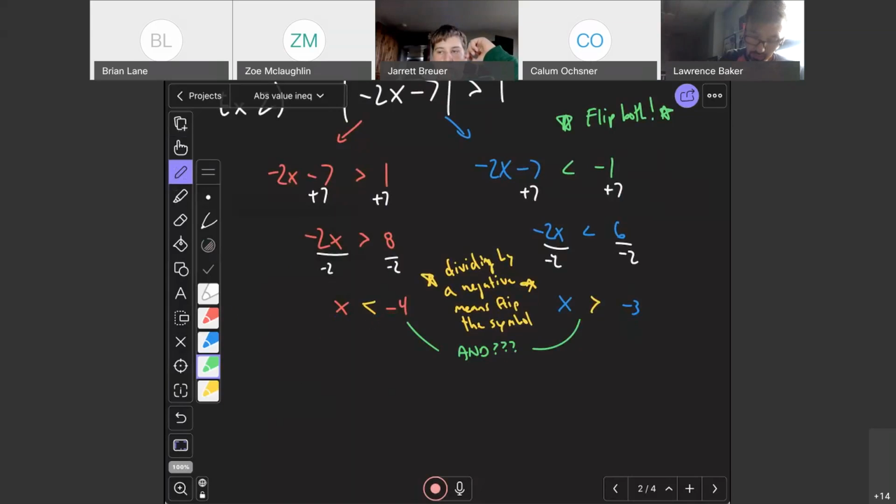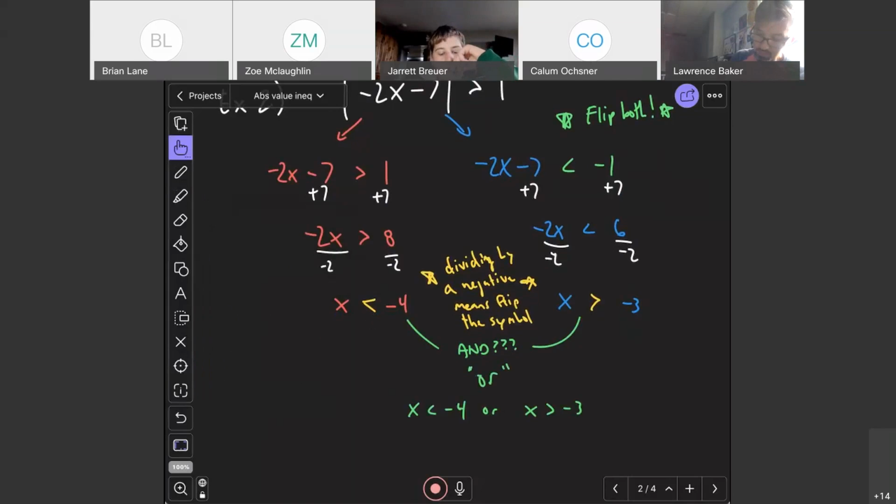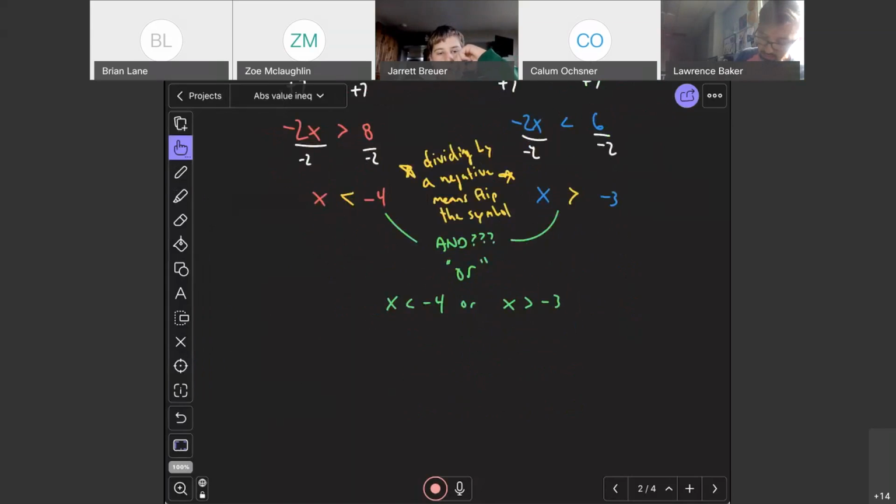It's an or problem, yep. Okay. Again, I would just take the smaller of the two, which happens to be the -4. So x is less than -4, or x is greater than -3. Just write it out. So there's our answer as far as that goes. And this one's going to be easy to graph since those numbers are so close together.